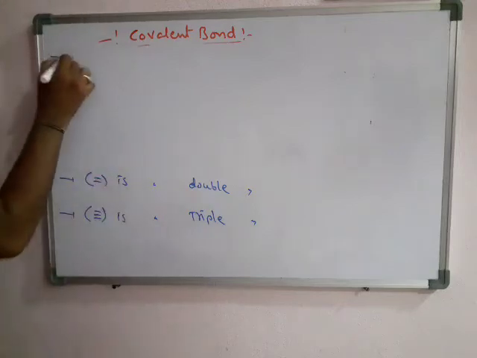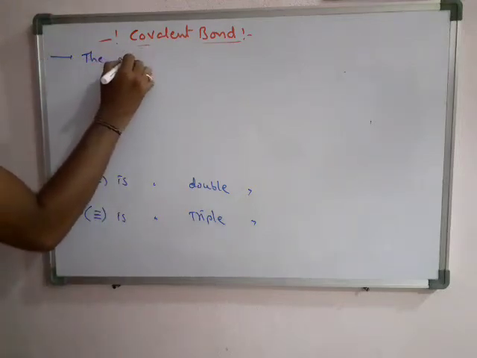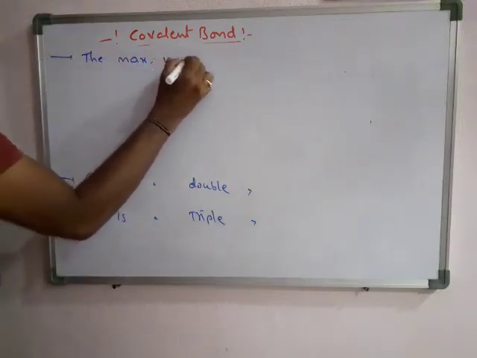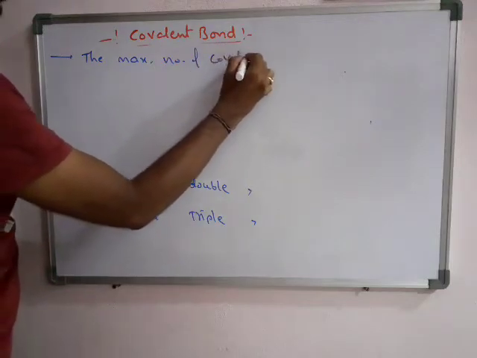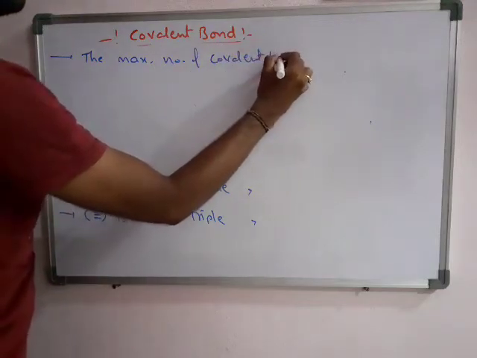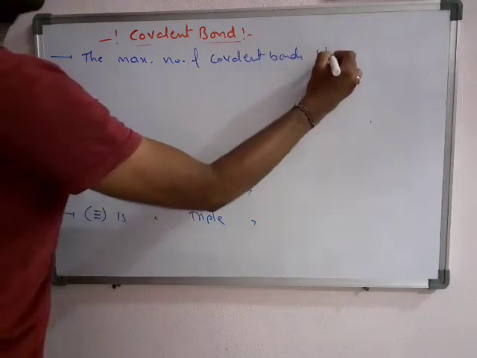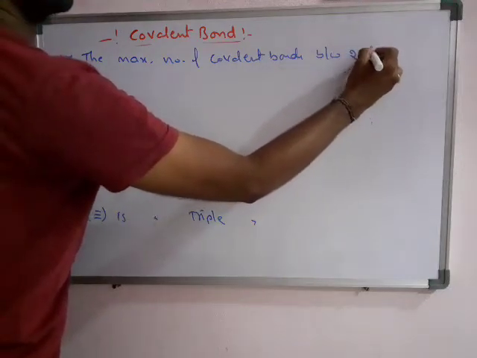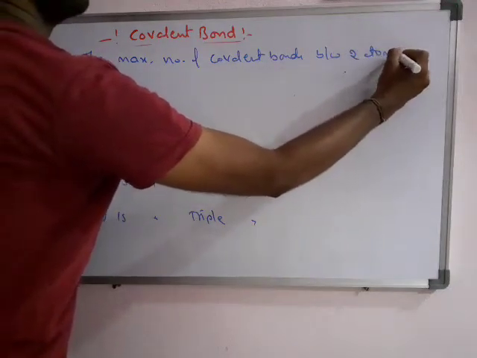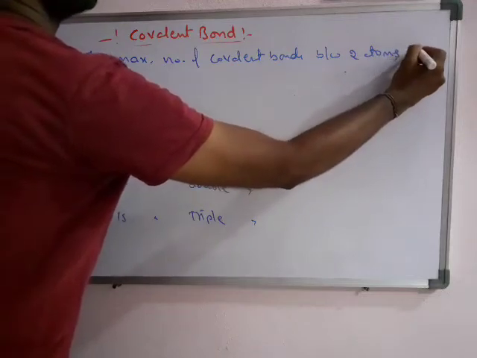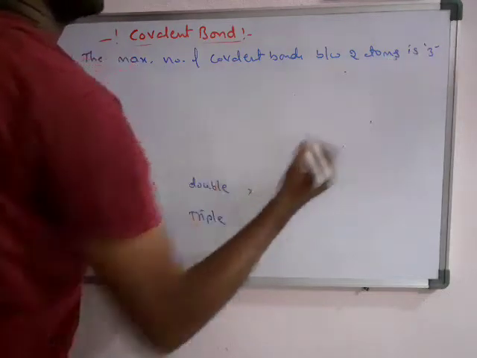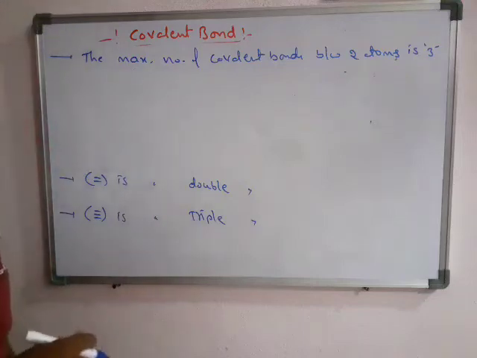So the maximum number of covalent bonds between two atoms is 3. Means between two atoms, triple bond is the highest one.